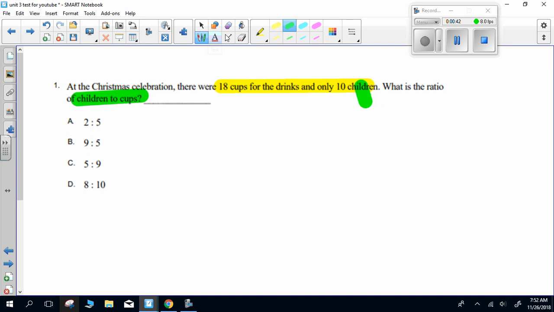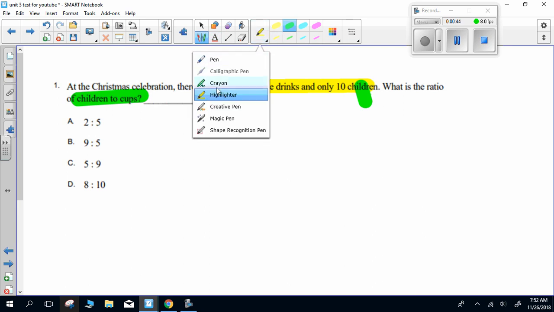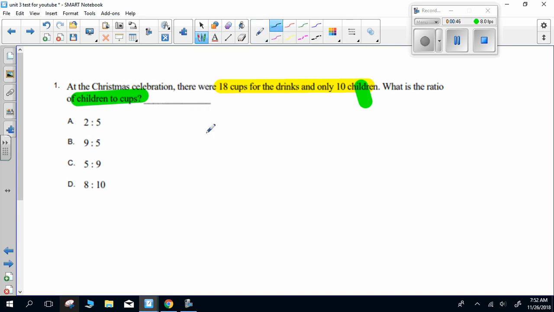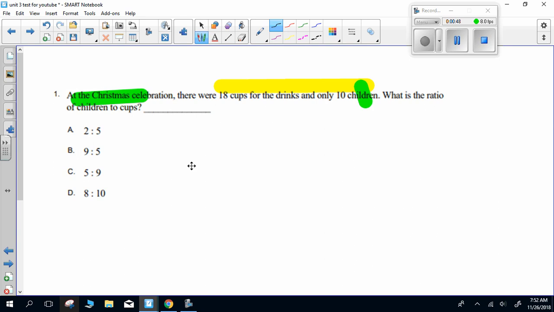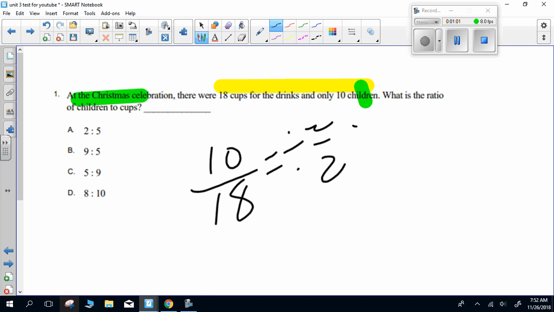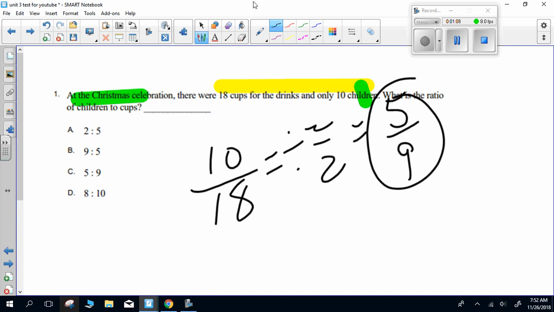So my first number in my ratio is going to be 10, because that's how many children there were. And then 18, which will be my cups. So I've got 10/18, which I need to then simplify by dividing each of these by 2. And 10 divided by 2 is 5, and 18 divided by 2 is 9, so it is 5/9. Make sure for each question you're writing down all the work.